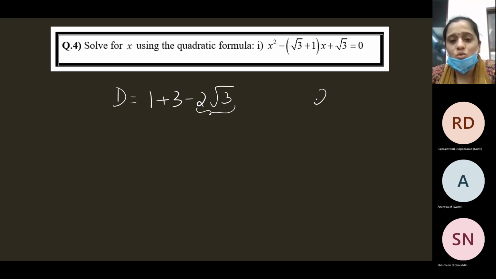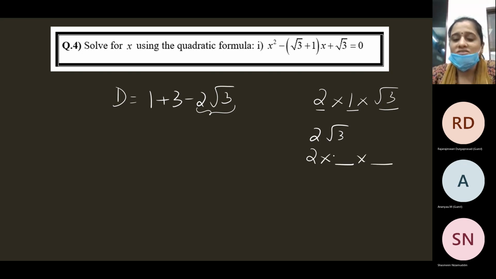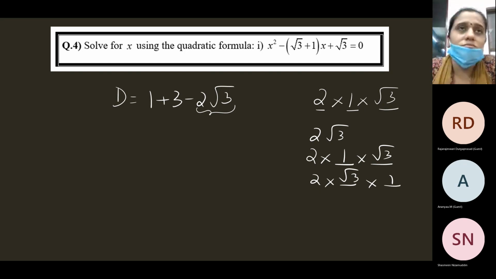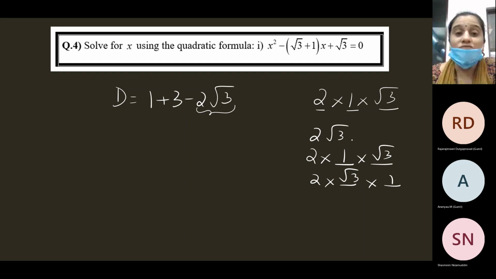2 root 3 can be written as 2 into 1 into root 3, meaning 2 into a into b. Correct? It can be expressed as 2 into 1 into root 3 or 2 into root 3 into 1. So if 1 is a, then a square is 1 square, which is 1. And if root 3 is b, then b square is 3. So this is your a square and this is your b square and this is your minus 2ab.